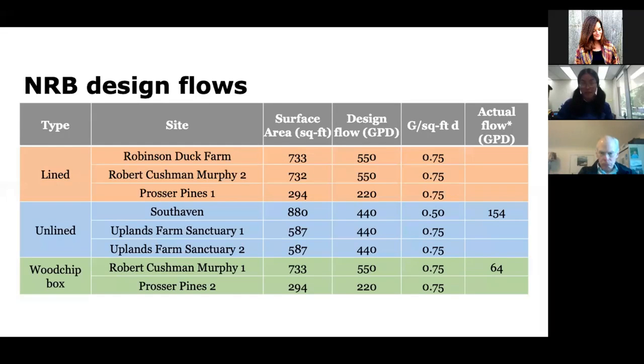So this is a summary of the design flows of each of the NRBs installed in Suffolk County. As you can see, they are designed with flow rates well within where we would expect, well below where we would expect hydraulic failures based on our experiences at MASDIC. So they are fairly large in footprint right now, but we can be pretty confident that they will all perform. And as you can see from the rightmost column, the couple of sites where we do have flow meters installed, the actual flows are far below the design flows, which is what they're for. So that's good.